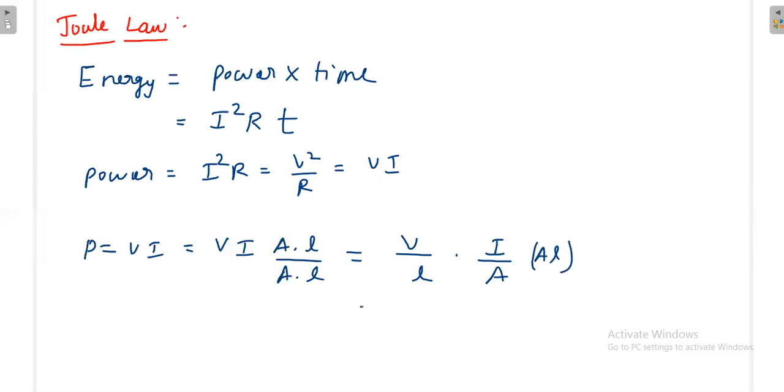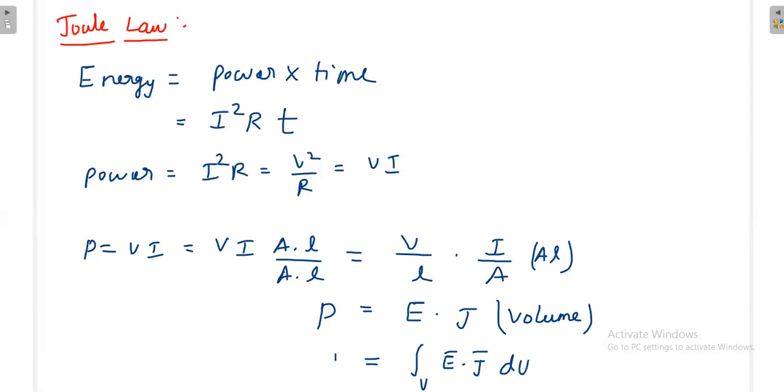This V divided by L, I can write as E, electric field. This I divided by A, I can write as J. This AL, I can write as volume, because area into length is called volume. So power is equal to E into J into volume, or in integral form, you can write it as the volume integral of E vector dot J vector dV. So power can also be written like this. In free space, if you know the current density at that point and the electric field, then you can calculate the power.